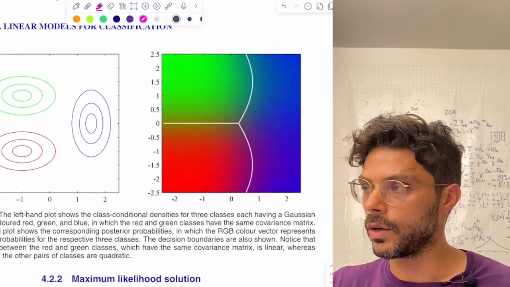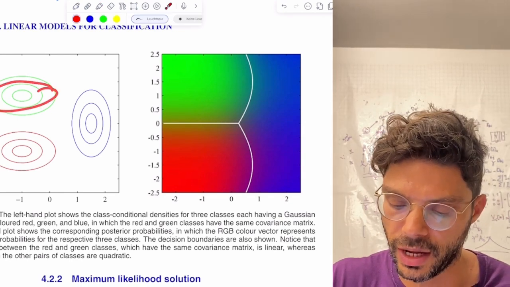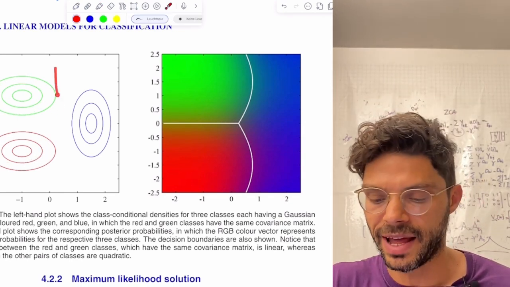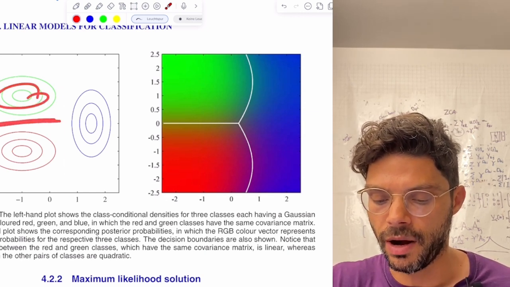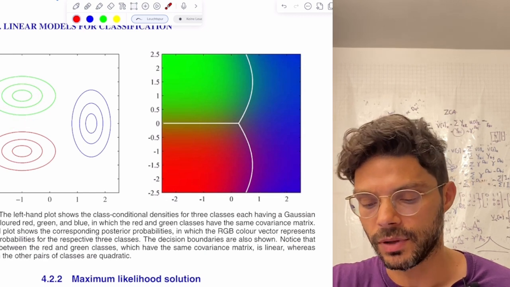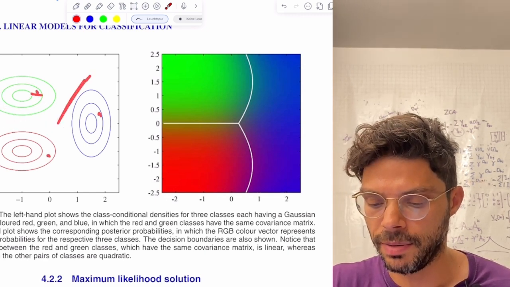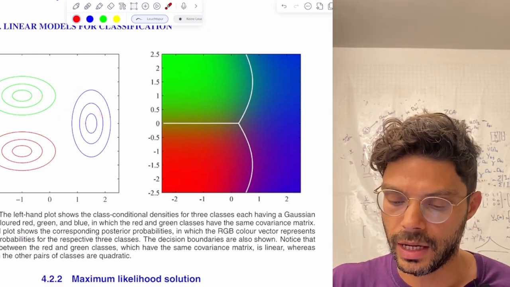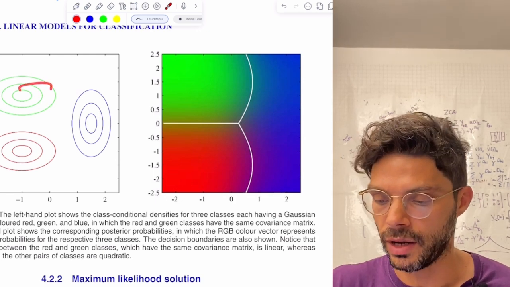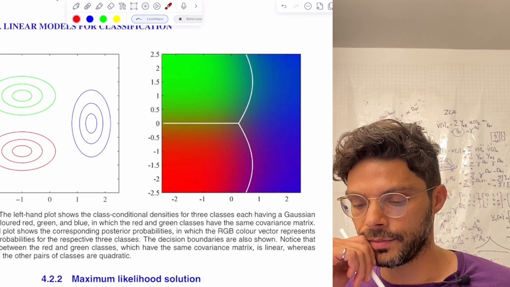This is a cool figure because for these two classes, they're dominating the left half of the figure, and the decision boundary between them, because they have the same covariance, is going to be a line. But now these other pairs are all going to have these curved decision boundaries, just because their covariances are different, and you can see that showing up there.